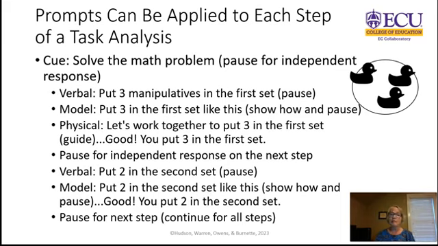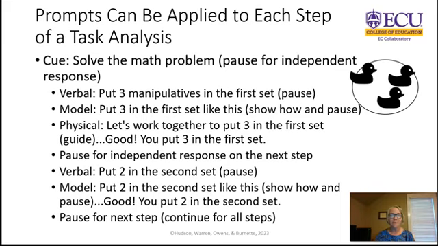Let's work together to put 3 in the first set. Guide their hands to put 3 in the first set. Good job, you're right. You put 3 in the first set. And then pause again for them to come in with the next step in the task analysis. If none comes, give a verbal cue, or a verbal prompt, sorry. Put 2 in the second set and wait.